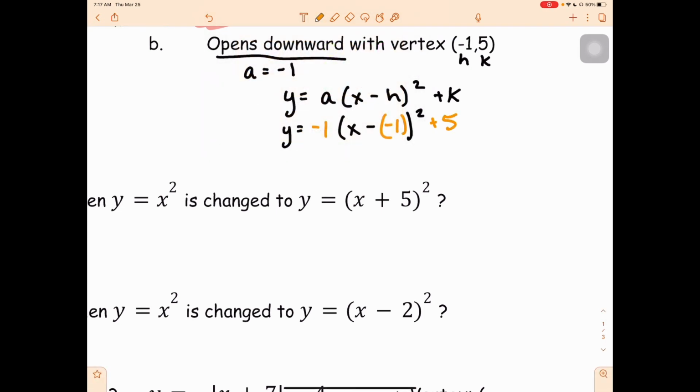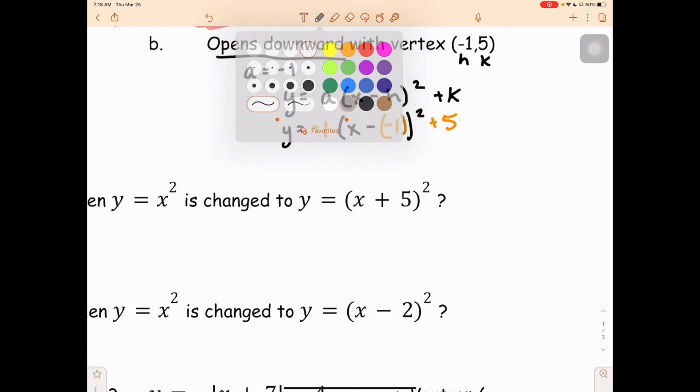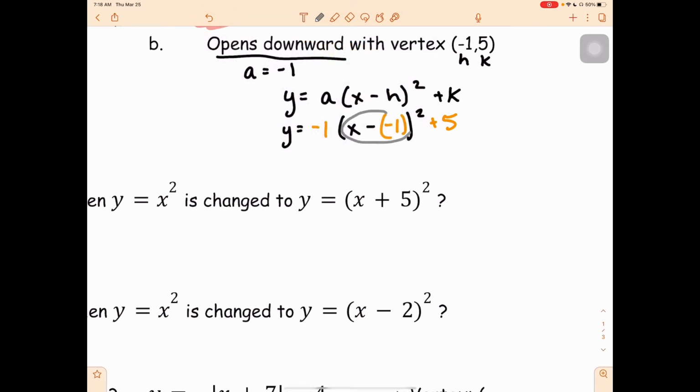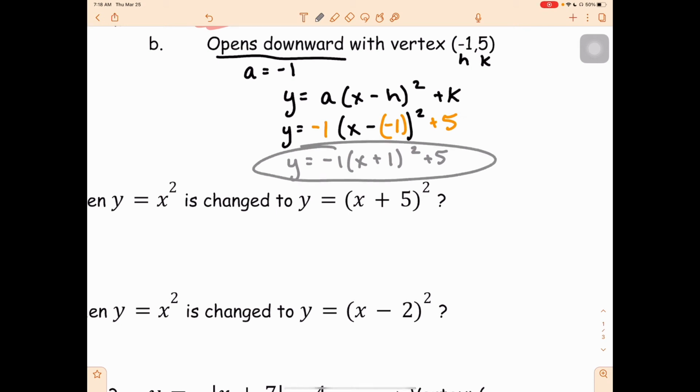So now you see there, we want to simplify inside where the h is, right here. So x minus a -1, the double negative is just a positive. So we have y equals -1 times x plus 1 squared plus 5. And you could have written this just as a negative, but -1 is fine too. So that would be the equation for this one.